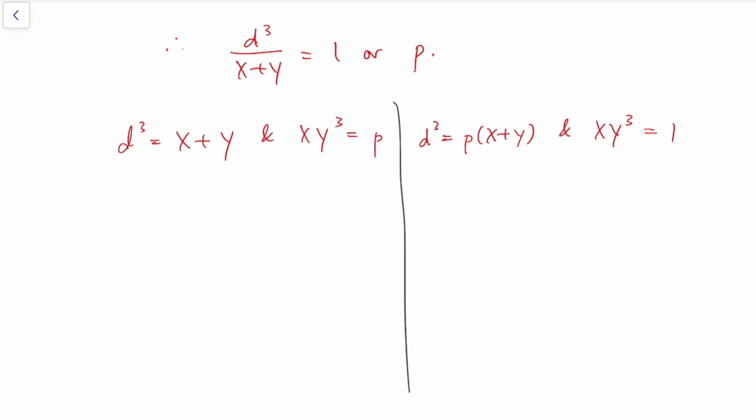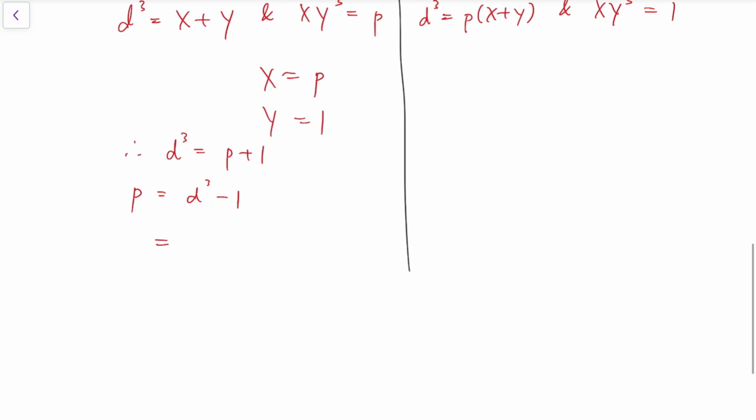For the first case, big X is a factor of p, so it's either 1 or p. But if big X equals 1, then big Y cubed equals p. That's impossible. So big X equals p, and big Y cubed equals 1, so big Y equals 1. So therefore, d cubed equals p plus 1, or I can rewrite that as p equals d cubed minus 1.